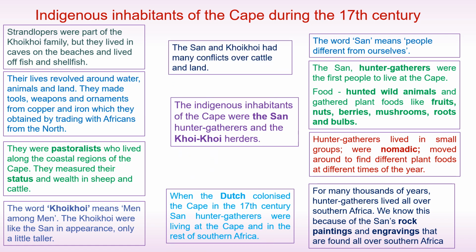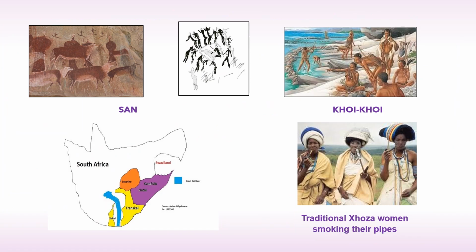So the San and the Khoikhoi were basically in conflict with each other over cattle and also land. Now, the pictures of the drawings of the San are on your top left. In the center, you must know that the San people used to worship their ancestors, and they used to take part in trance dances. And this is the middle picture that shows you these trance dances. Now on the right hand side, you'll see on the top, a picture of the Khoikhoi.